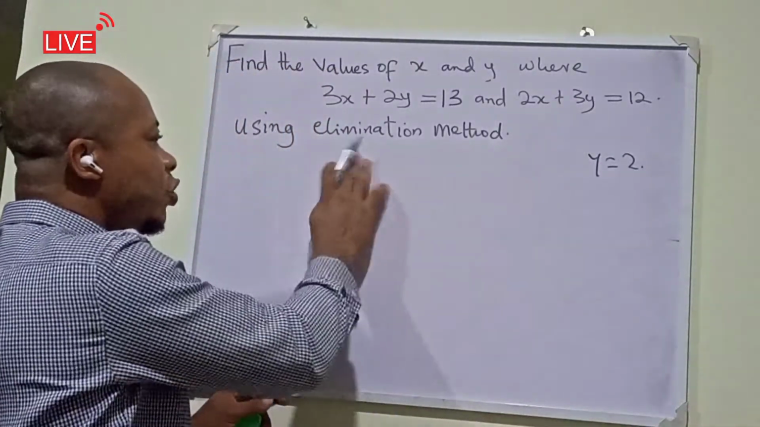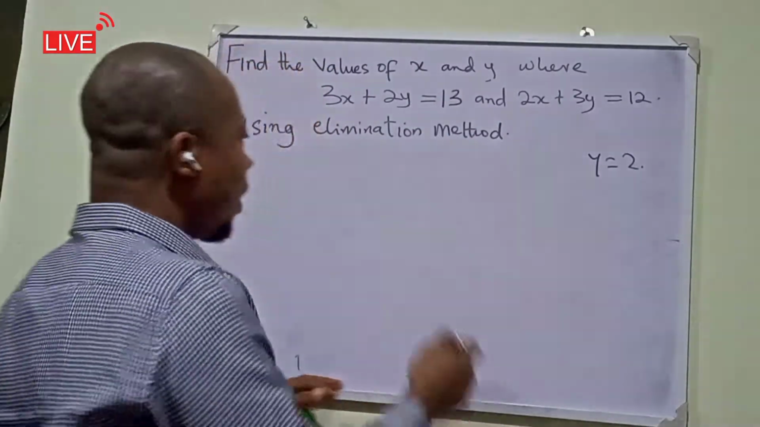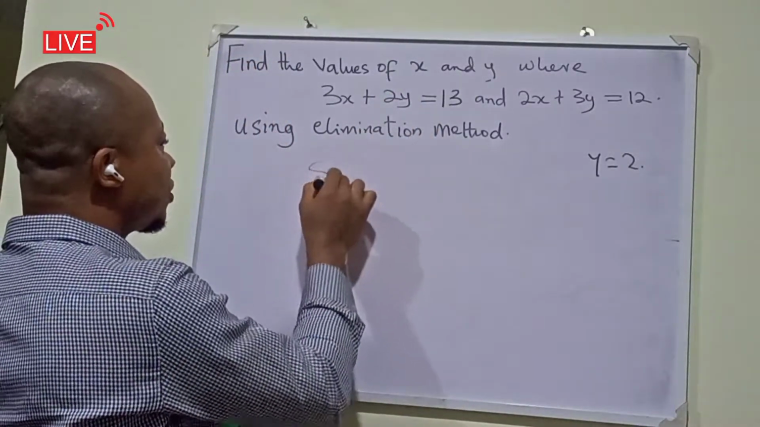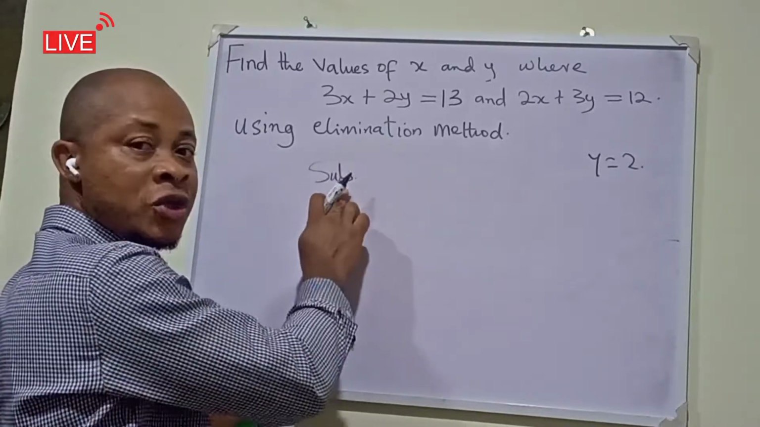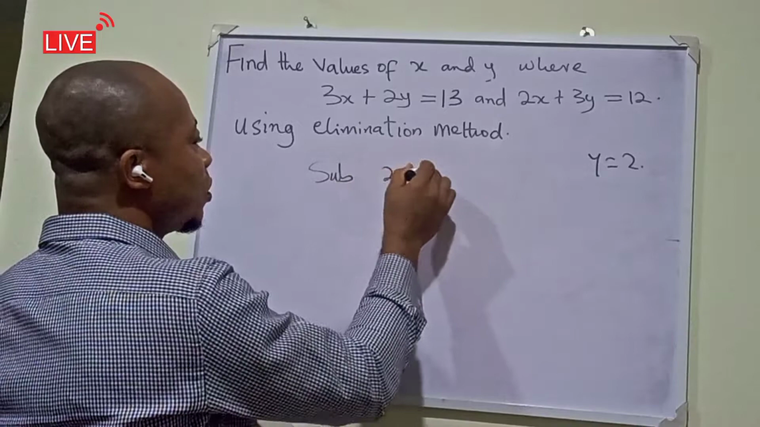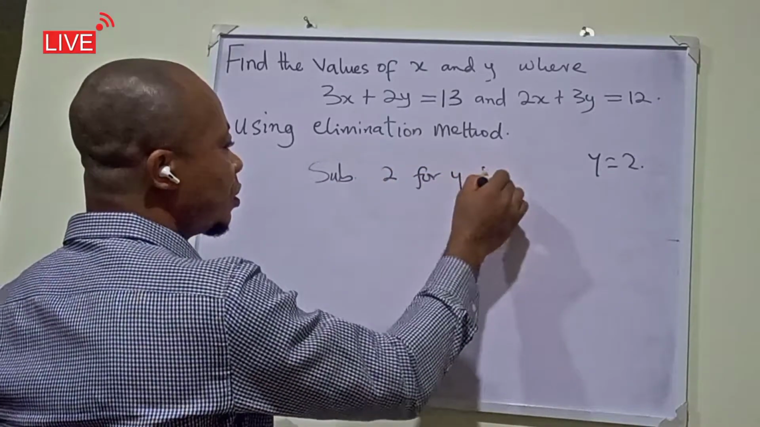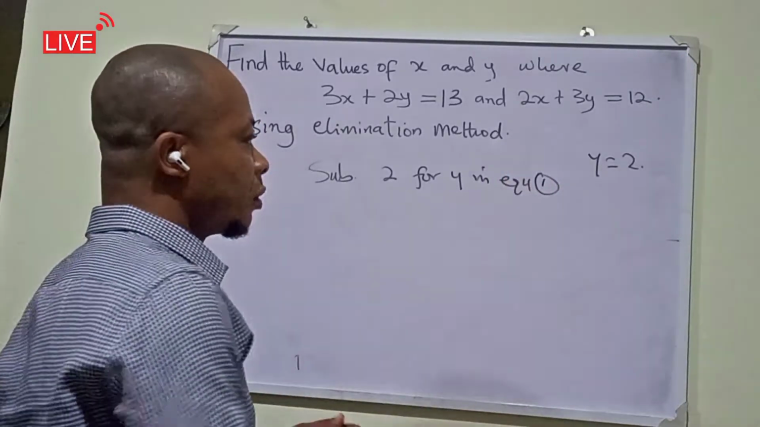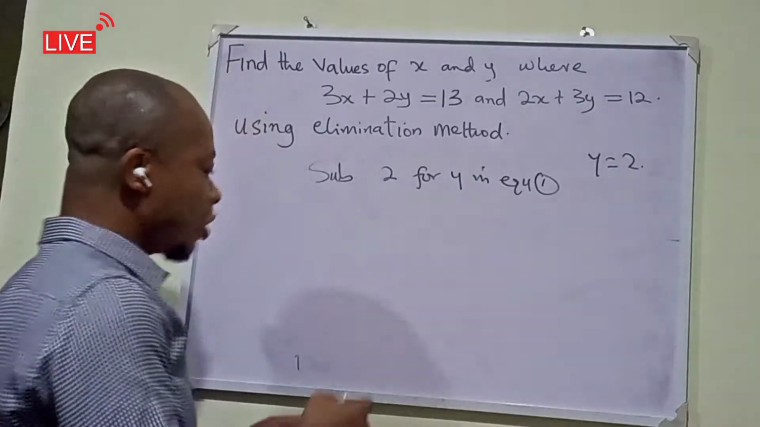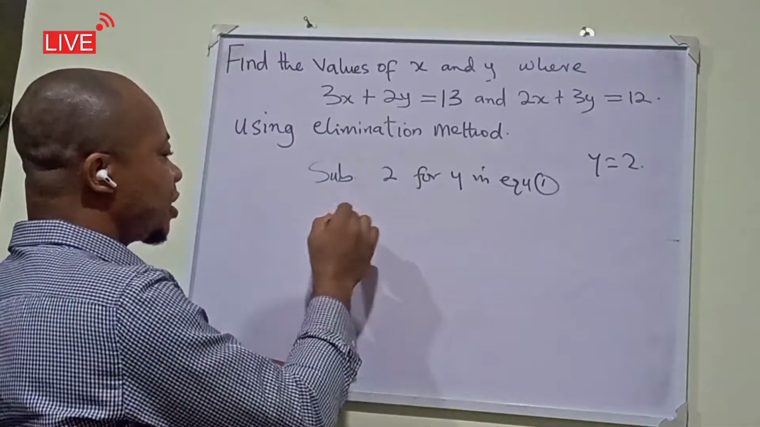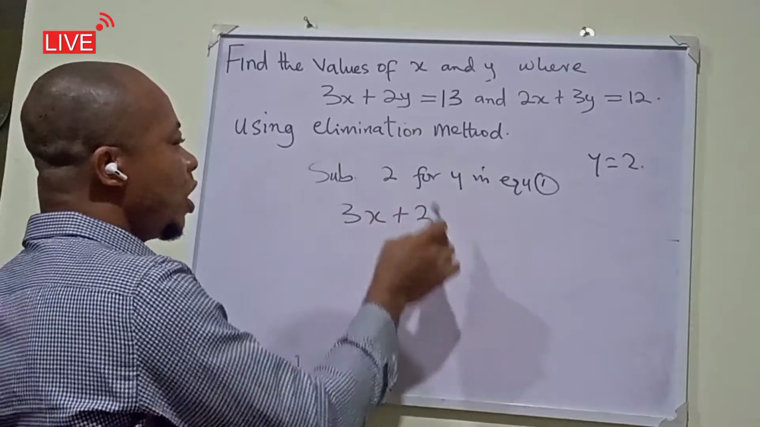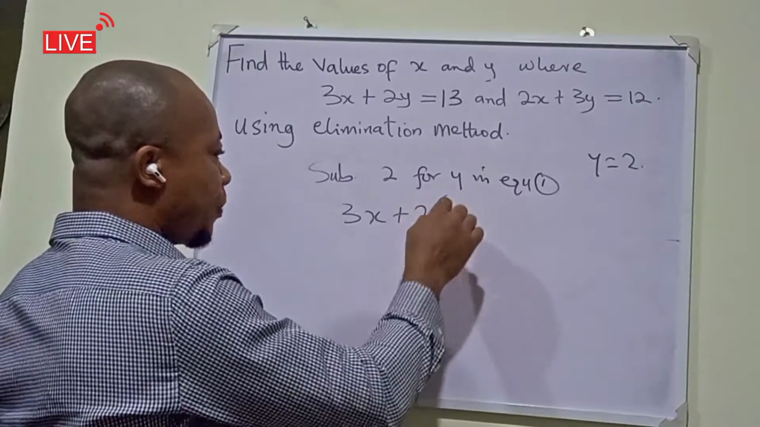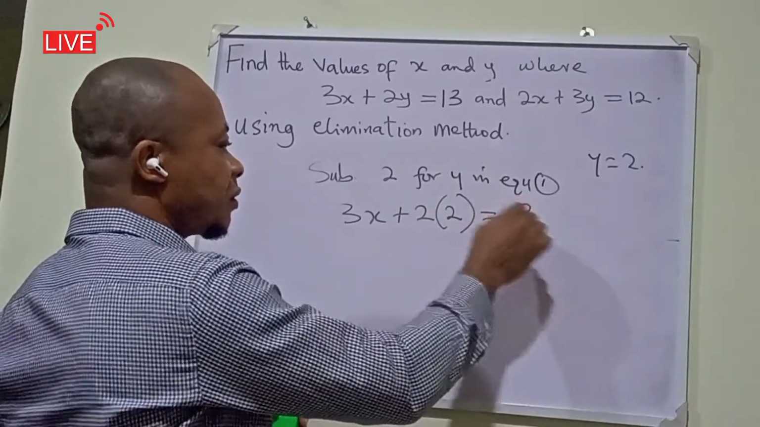Now, you can go to either equation 1 or equation 2. Let me use equation 1, for instance. So you can say substitute. This is short form of substitution. Substitute 2 for y in equation 1. Remember, y is 2. Okay, so what is that equation 1? You write it down. You say 3x plus 2. Anywhere you see y, you put what? 2. You can put it in brackets, equals 13.